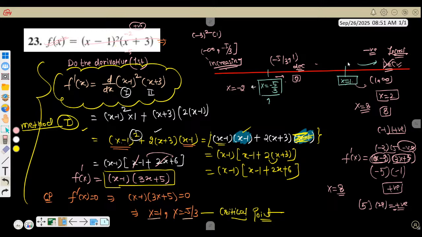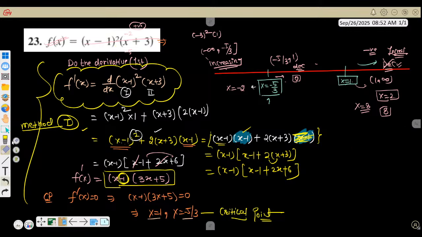So maybe this function is, wait a second. Oh, my bad. I took the wrong derivative. This is 1, not 3. You can see we took wrong data. That's why the problem is happening. You got it? We took the wrong derivative here. The actual derivative is x minus 1. I wrote 3 here. That's why the question is going wrong.